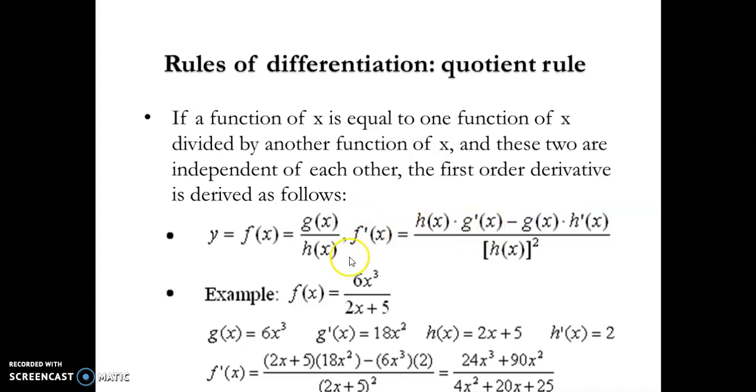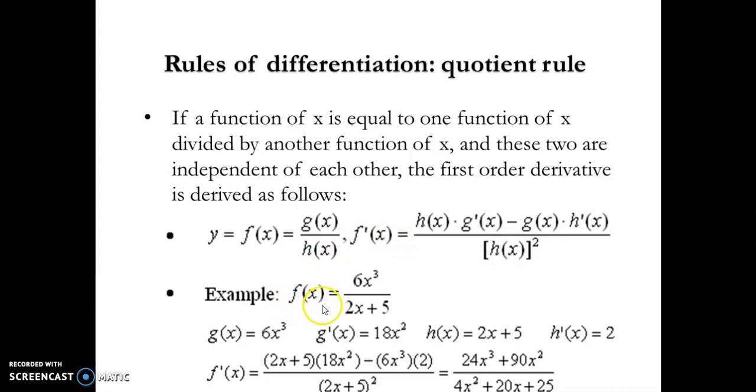So we have the bottom, which was h of x, times the derivative of the top minus the top multiplied by the derivative of the bottom, which was h of x. And all of this is over the bottom squared. So that is your quotient rule.